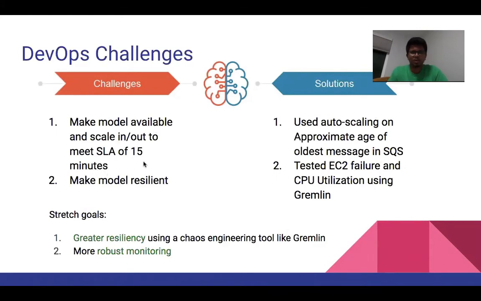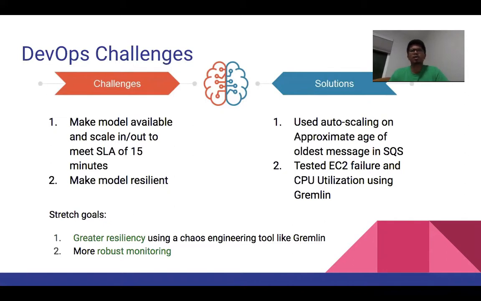And then the second one was to make the model resilient. So what happens if the model fails, or if the EC2 itself that was hosting the model gets terminated? So I tested that. I tested both the scenarios, EC2 failure and CPU utilization, using a tool called Gremlin. And my auto scaling group was able to survive and showcase its fault tolerance, because if the system was taken down, another EC2 instance was born in its place.